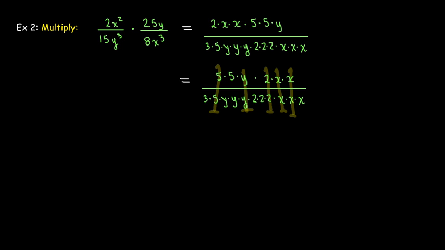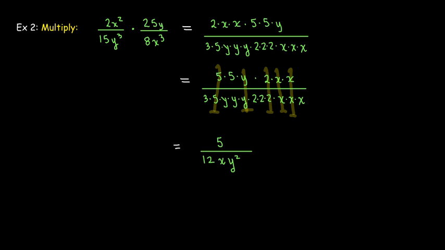what's left on top is only 5, and what's on the bottom is I have a 3 times an x times a y squared. And then on the bottom I have the 12xy squared.